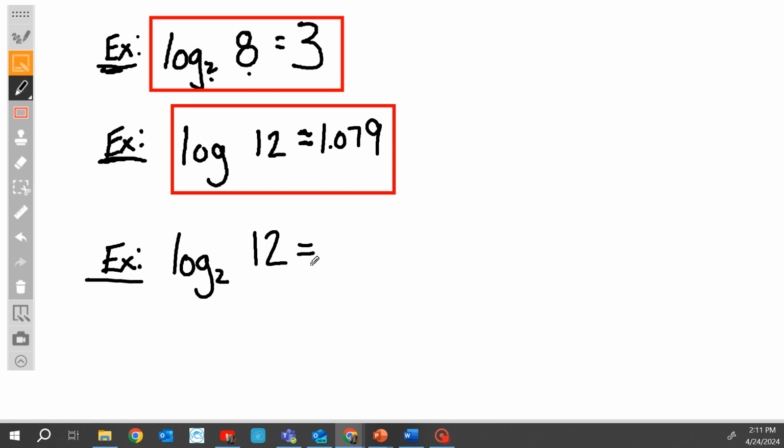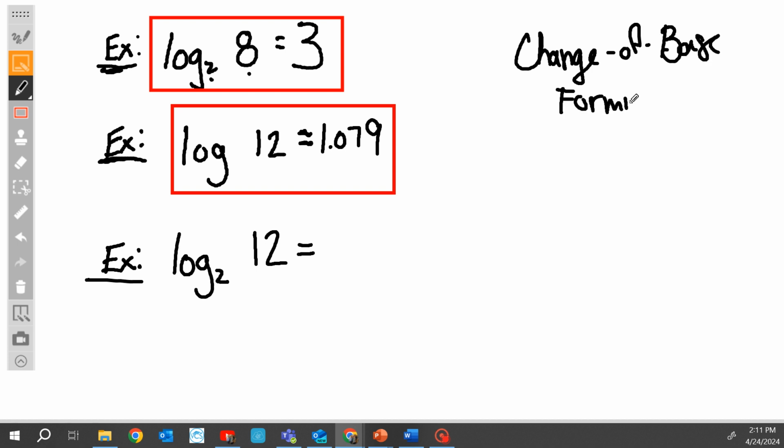However, there's another problem. The calculator does not have a log base 2 in it. The calculator has a common log and a natural log, but it does not have this log base 2. So we can't just say that this can't be answered, because it can be answered. So what we use is what's called the change of base formula. Okay, and it's really just a plug in and then put it in the calculator kind of formula.